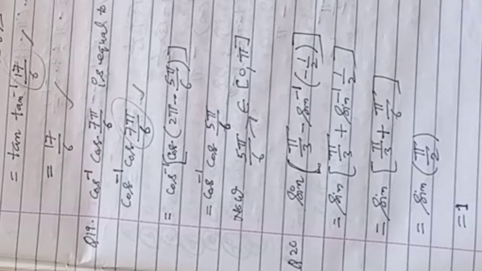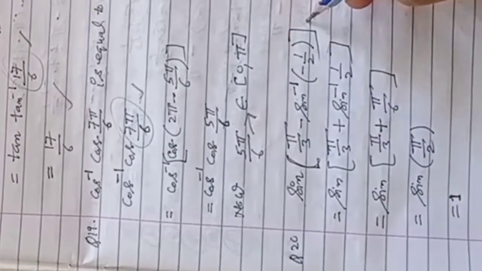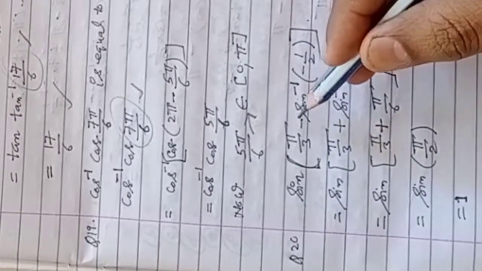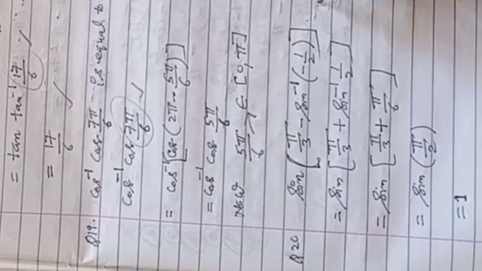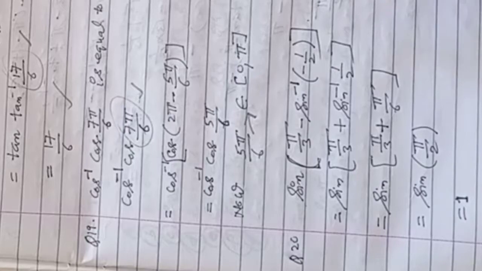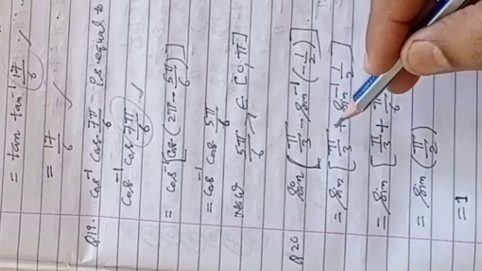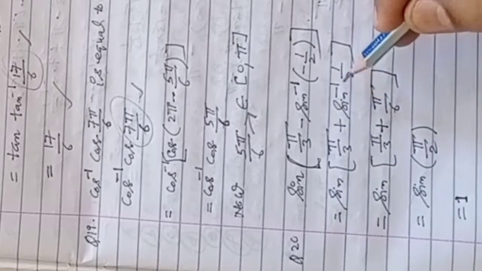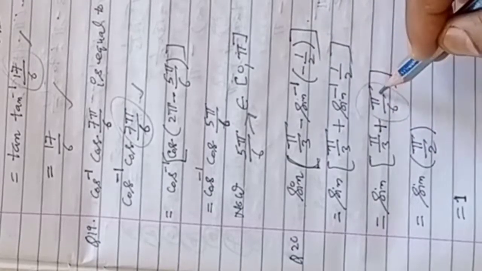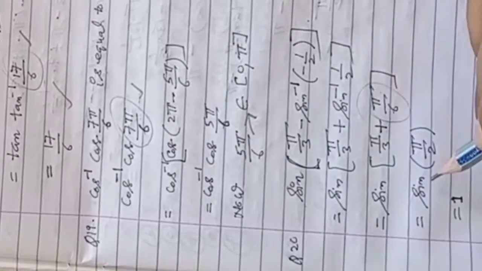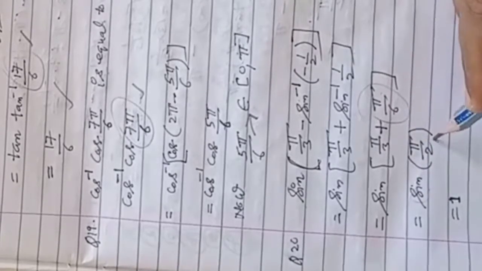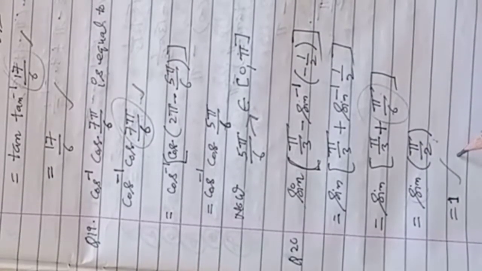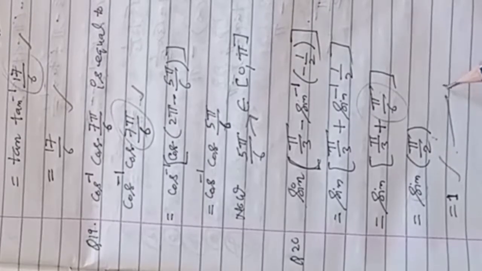Now question number 20 we have. 20 is also an optional type question. Sin pi by 3 minus sin inverse minus 1 upon 2. So 4 options are given. We will solve it, and the right option will come. Sin pi by 3 will be the same. Sin inverse of 1 upon 2 will become pi by 6. And after solving, sin pi by 2 is equal to 1. So 1 is our answer and option number D is right.